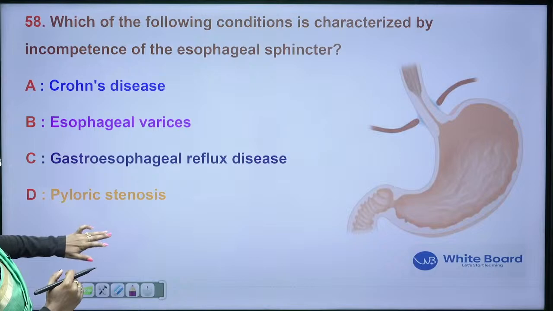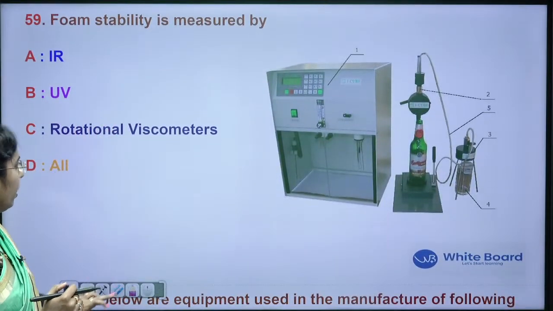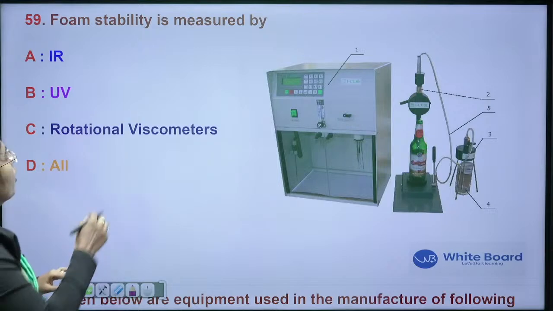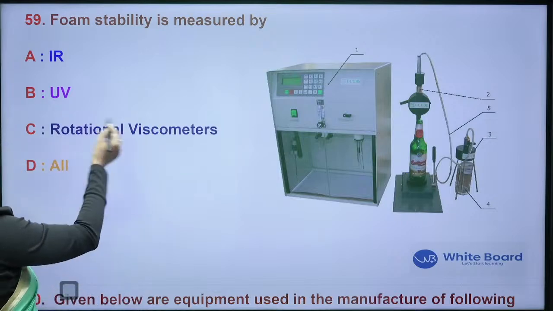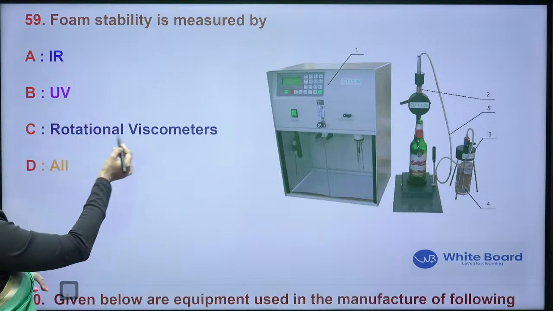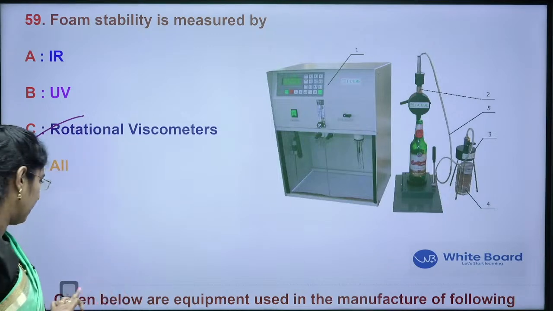Right. So, coming to the next question, the 59th one. Yeah, just now we have discussed this one also. Foam stability is measured by IR, UV, rotational viscometers, or all. So, obviously it is rotational viscometers.